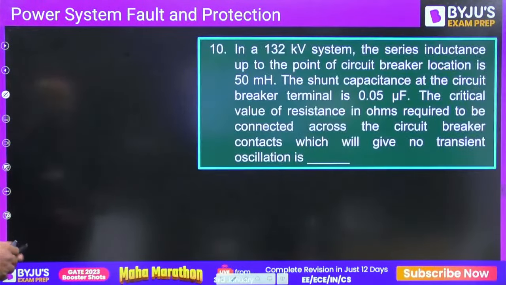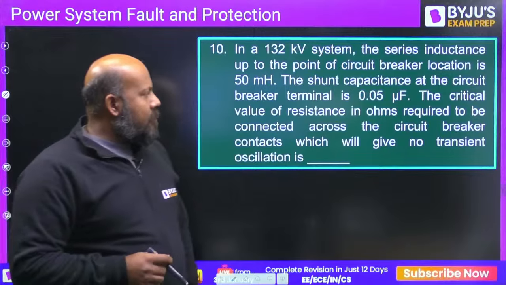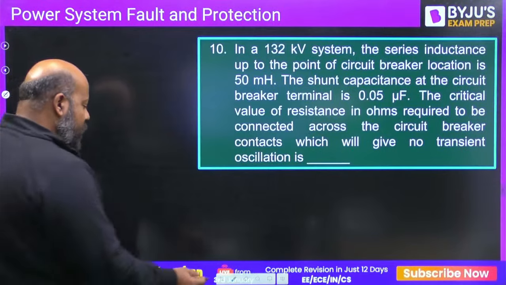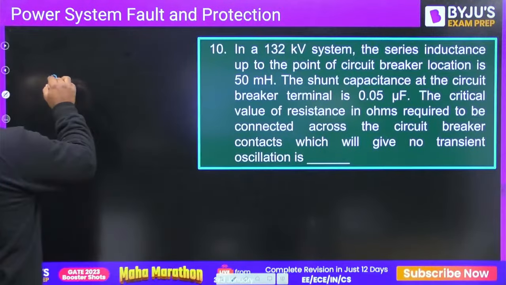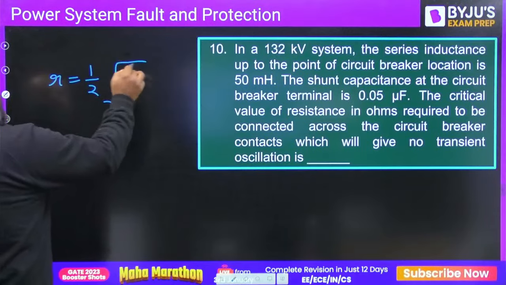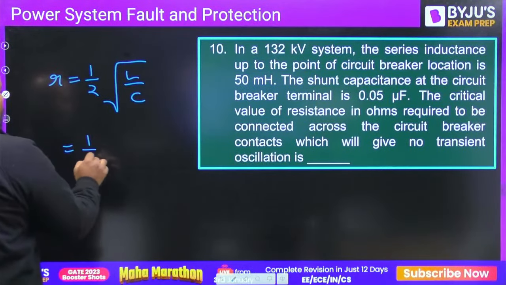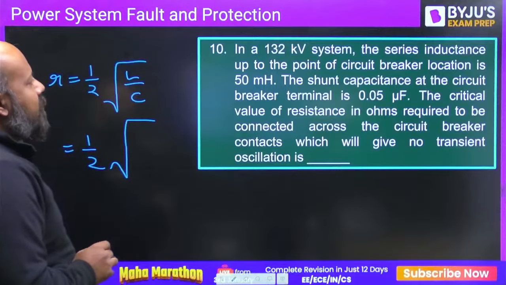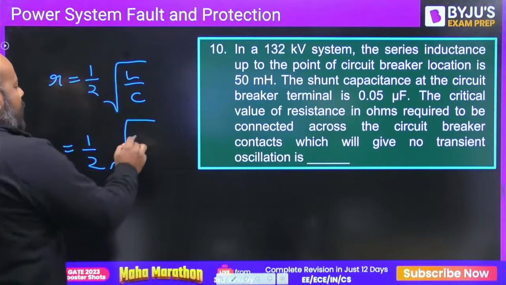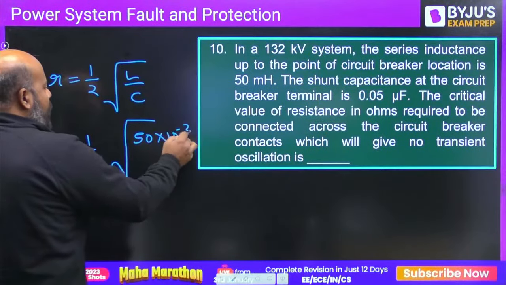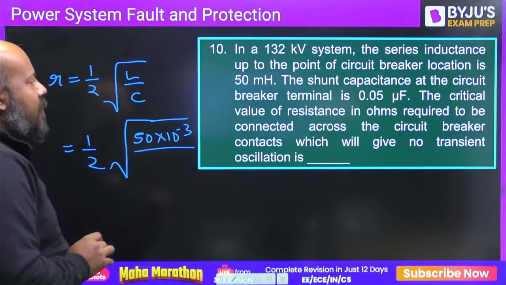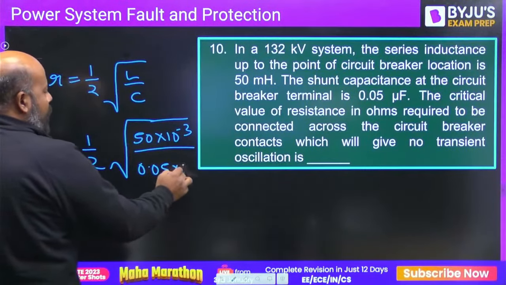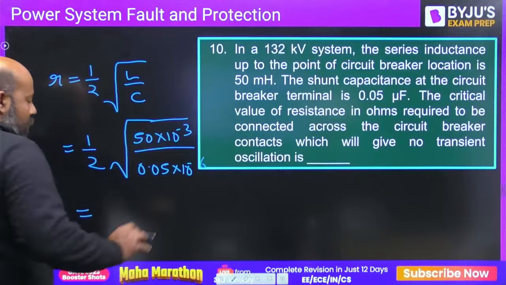See the next one. Again, this is the same question for the resistance switching. Similar question. 1/2 √(L/C). So the inductance is given as 50 millihenry up to the circuit breaker location. 50 milli divided by C, that is 0.05 × 10⁻⁶. Just solve this.